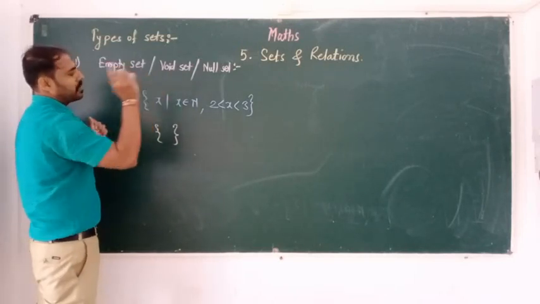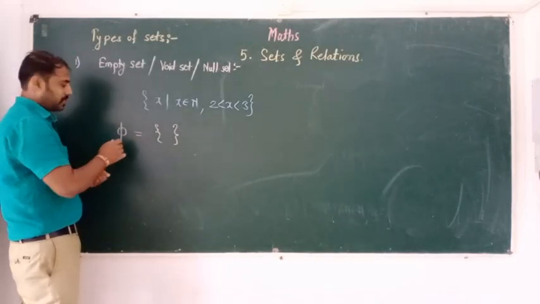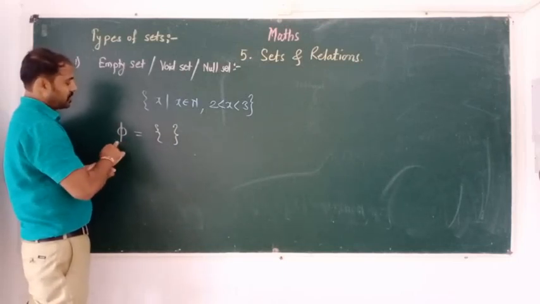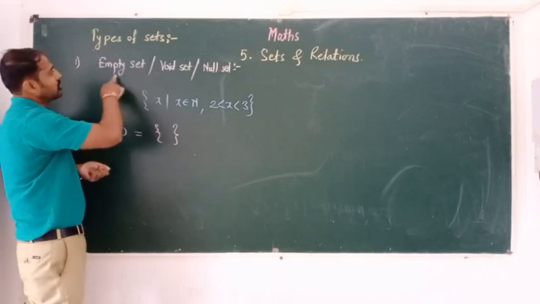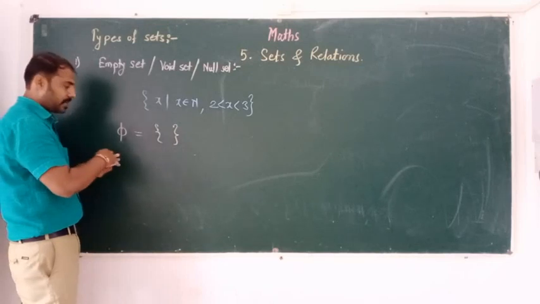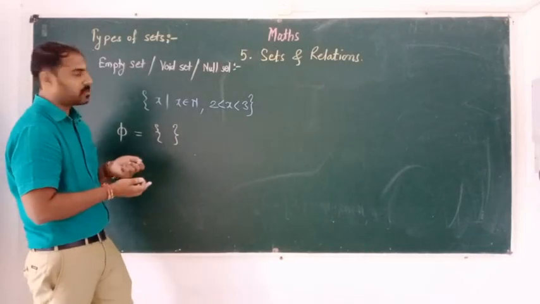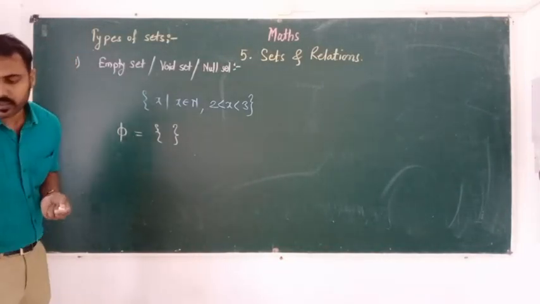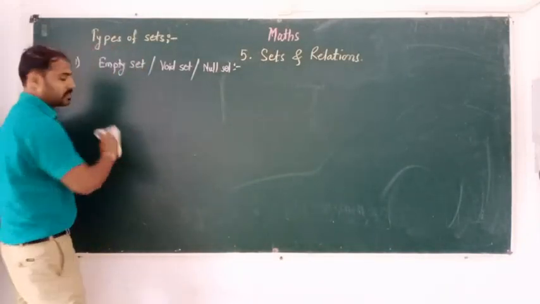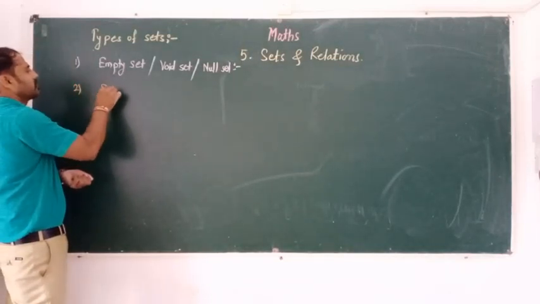But that type of set is denoted by this letter. This letter is called phi. These letters are used to denote the empty set, void set, null set. So the number of elements in an empty set is what? 0. The cardinality of the empty set is 0. Now moving to the next type, the second type of set, the singleton set.